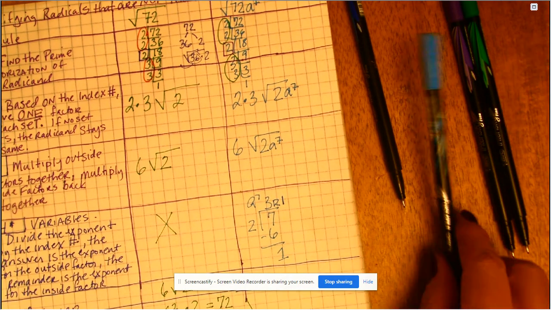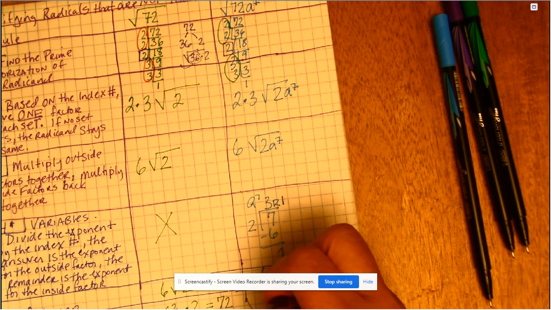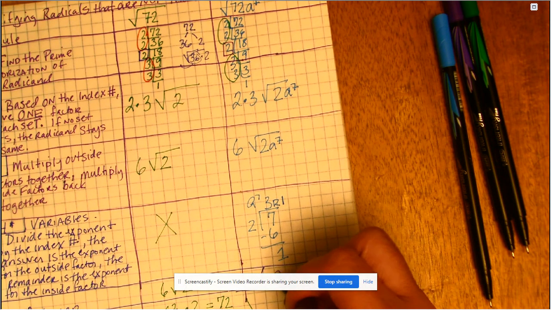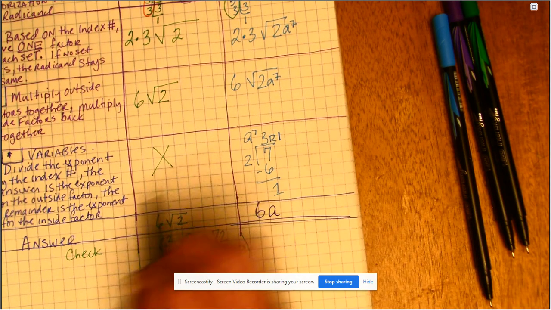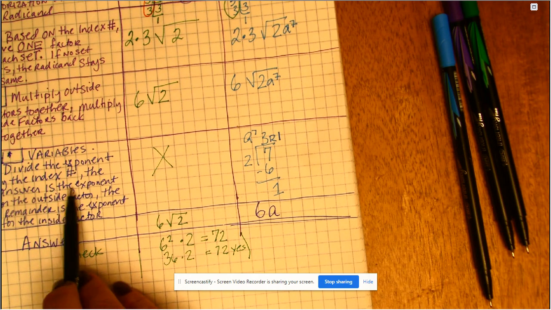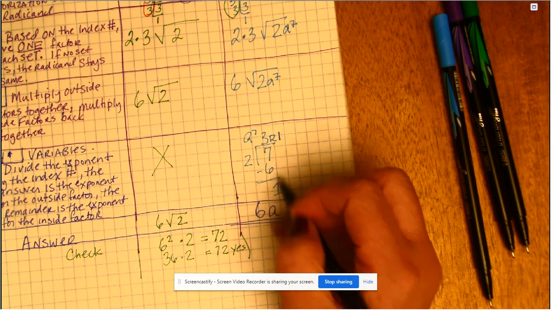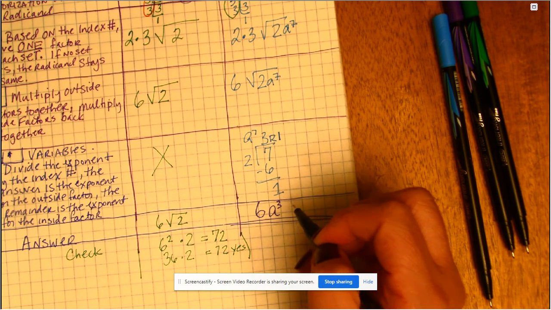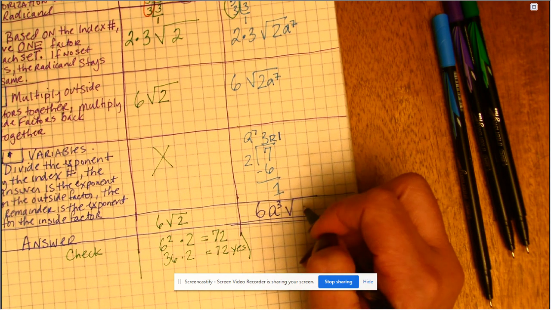So according to this, what's going to happen is, 6 is still outside. Then I'm going to have my a, and according to the rule, it says that divide the exponent by the index number. The answer is the exponent for the outside factor. So that's saying a is going to be an outside factor 3 times. And the remainder is the factor for the inside.